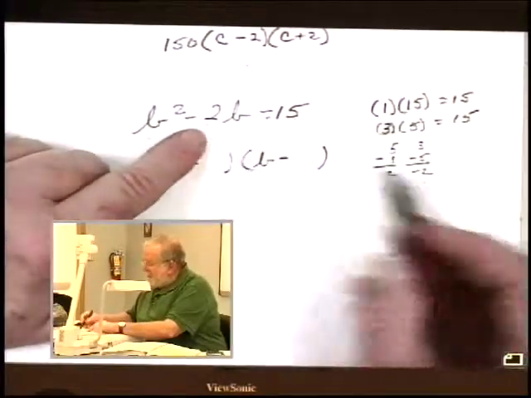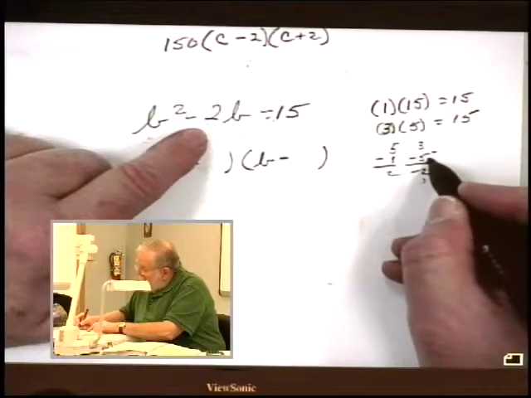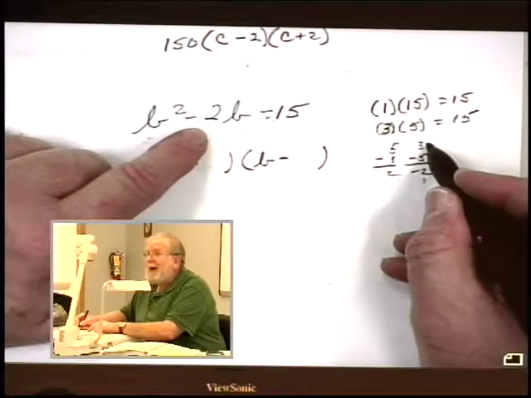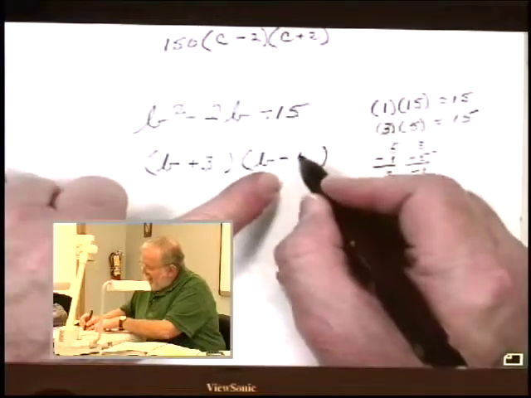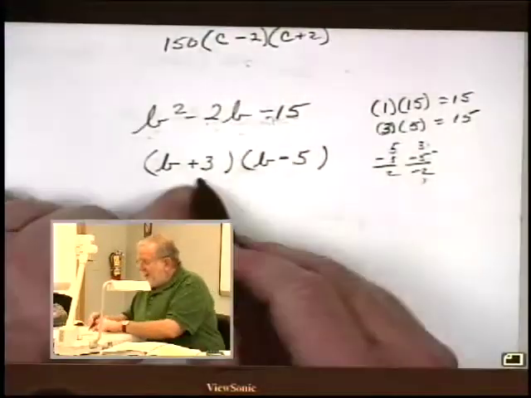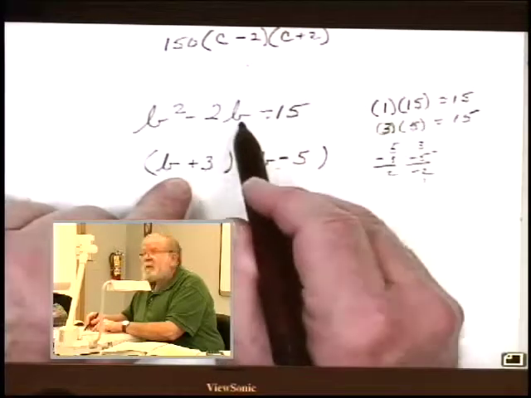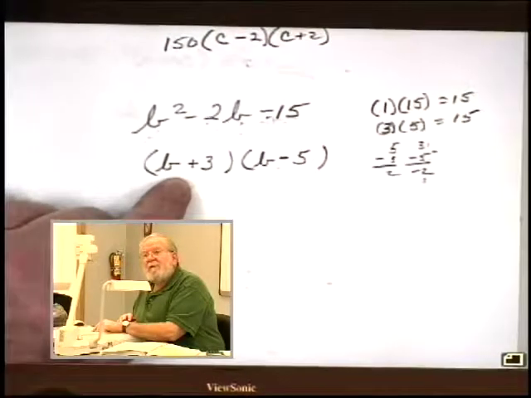In order to get a minus 2b, our 5 has to be negative and our 3 positive. So we put a 3 as the positive here and a 5 as the negative. These are the factors that multiplied together will give us that trinomial.